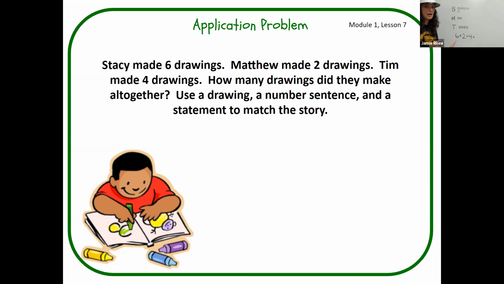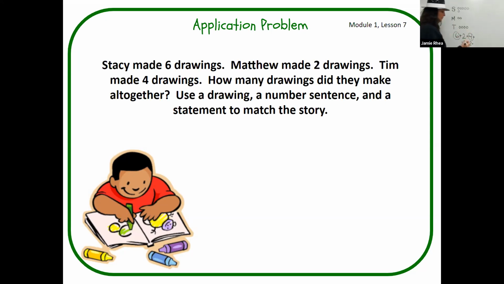If I don't remember, I can say 6 plus 2: 6, 7, 8. That doesn't make 10. I could say 2 plus 4: 4, 5, 6. That doesn't make 10. Let's try 6 plus 4: 6, 7, 8, 9, 10. 6 and 4 made 10. So now I could say 10 plus the number we didn't use, 2, equals what?